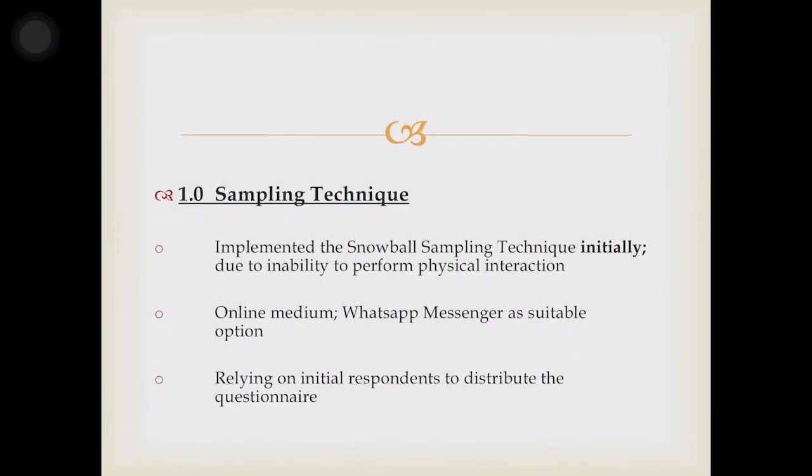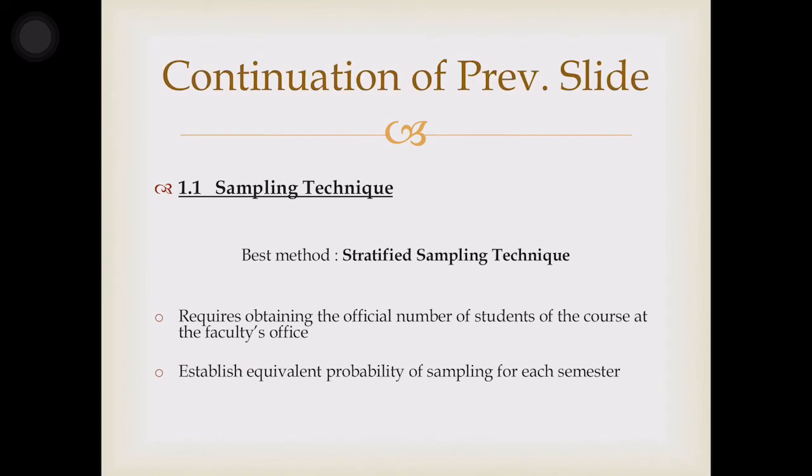Initially, we implemented the snowball sampling technique due to our inability to perform physical interactions with the public because of COVID-19. So, the best way to utilize this technique is by using an online medium, WhatsApp Messenger, as a suitable option. The reason why we use the snowball sampling technique is because we have to rely on the initial respondents, which are our contacts, to distribute the questionnaire.